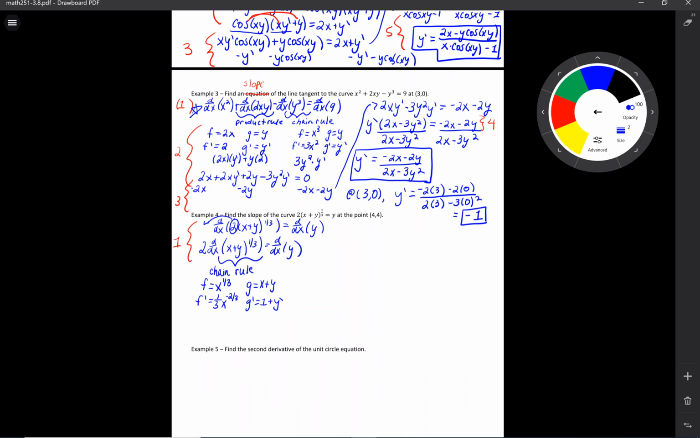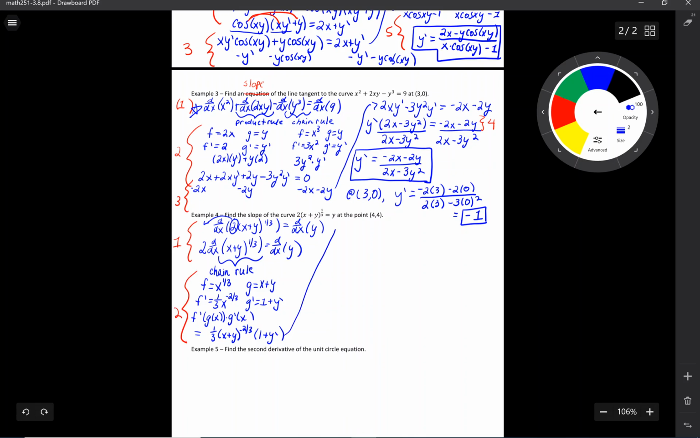So using the chain rule, I get f prime of g of x times g prime of x equals 1/3 times (x plus y) to the negative 2/3, that's f prime of g of x, times g prime, which is 1 plus y prime. So this is the derivative of (x plus y) to the power of 1/3. We can't forget about that 2 out in front. So this was all step 2, finding the derivative.